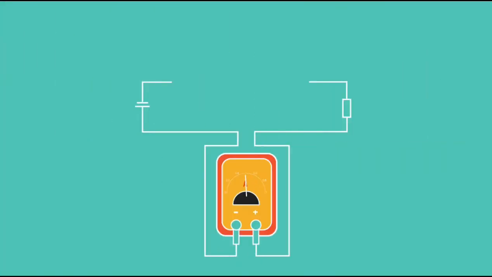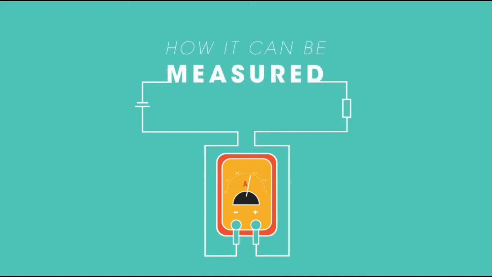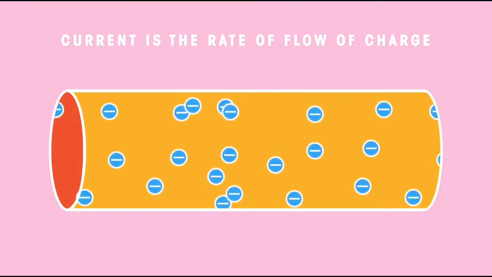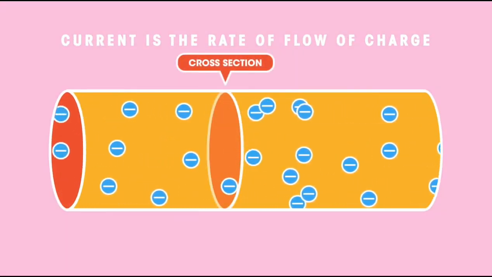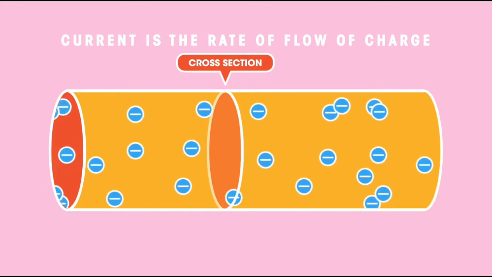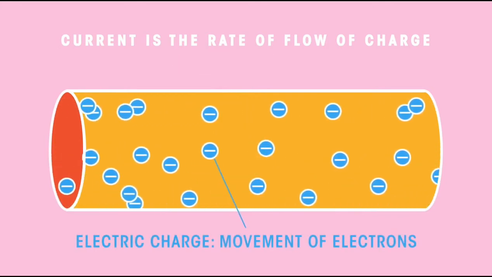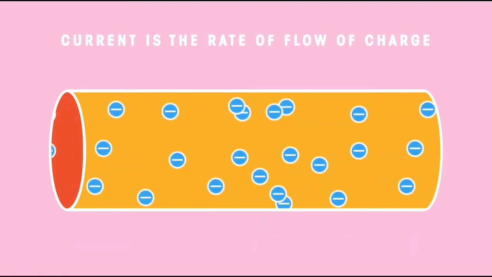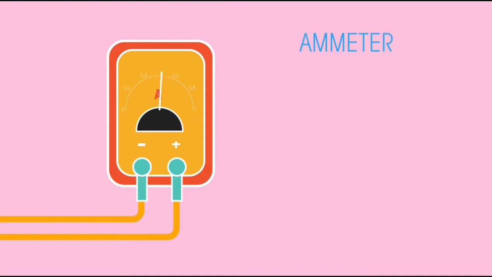So what is current? In this video, we're going to look at what current is in electricity, how it can be measured, and how we can calculate it. Current is the rate of flow of charge through a cross-section of an electrical conductor. Electric charge can also be thought of as movement of electrons. To measure current, we use an ammeter, and the unit of current is amperes or amps, A.